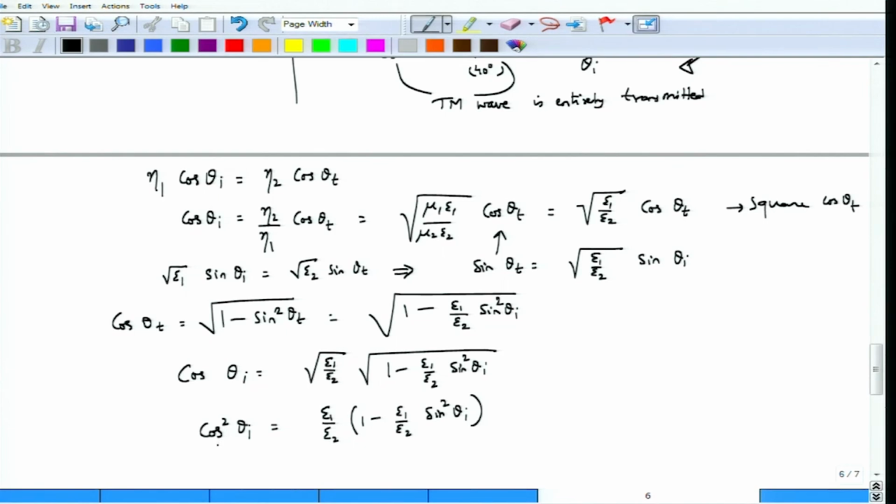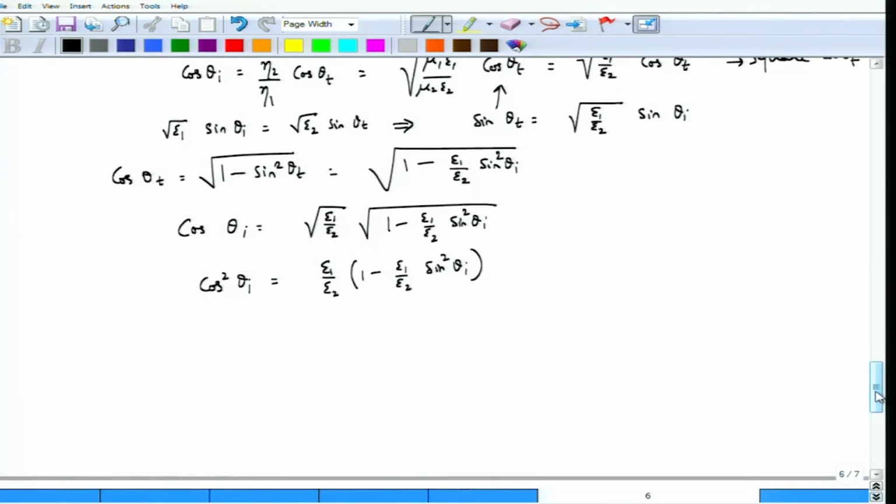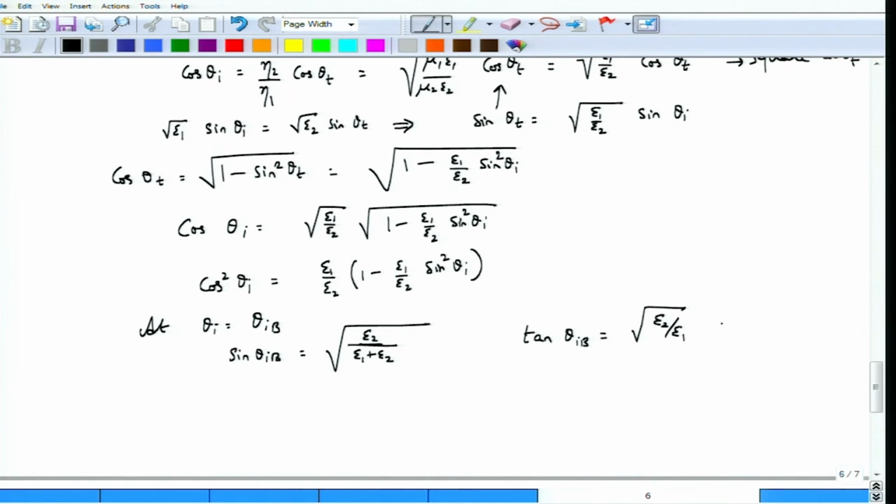Now, you can write cos square theta I as 1 minus sin square theta I, bring the terms together, and then you can simplify the expression and solve for theta I. So, at theta I equal to theta IB, which is the Brewster angle, you get sin theta IB is equal to square root of epsilon 2 by epsilon 1 plus epsilon 2. Okay. So, if this is sin theta, which is opposite side by hypotenuse for a given angle theta IB, you can also write this expression in terms of tan theta, and tan theta IB will be equal to square root of epsilon 2 by epsilon 1, or equivalently this is n2 by n1.